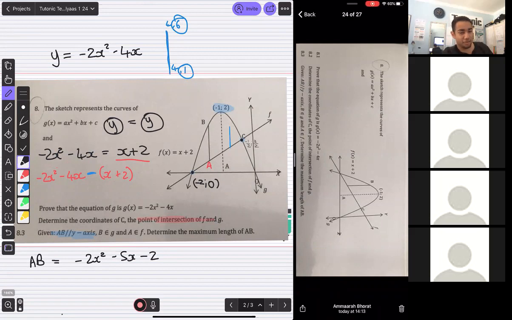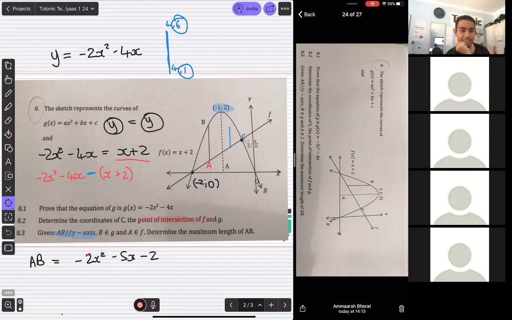Yes. So just to explain this to you, if I asked you, Amaro, what's AB, what's the difference between the two graphs when x is minus 1? Then all you do is you sub minus 1 into this equation here, and it will tell you the distance between the two graphs. So do you understand what this equation is telling you?